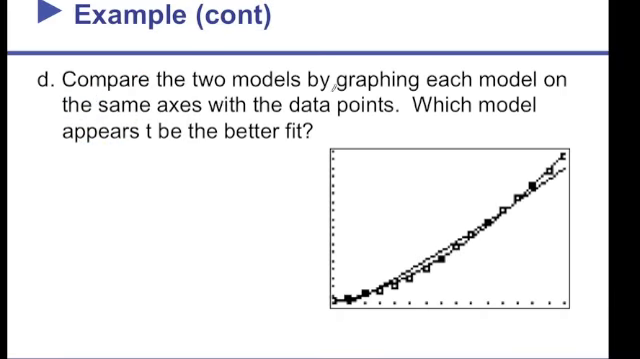Let's compare the two models by graphing each model on the same axis. Which appears to be the better fit? Well, if you remember, this one that went to the points was a quadratic, and this one coming across here was the power function. So it appears that the quadratic is the better fit.